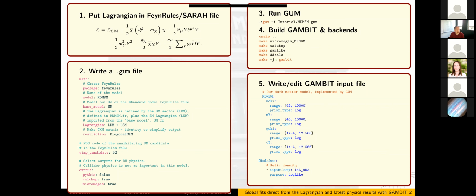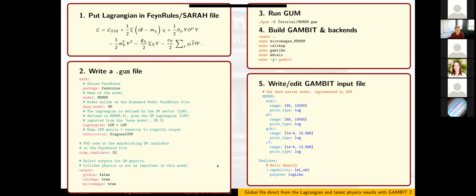You then write a configuration file for GUM. So this is an input file for GUM where you tell it basically how to treat the FeynRules model file and then what things you want to generate inside GAMBIT. So you say, okay, I'm going to use FeynRules. I'm going to give my model this particular name.